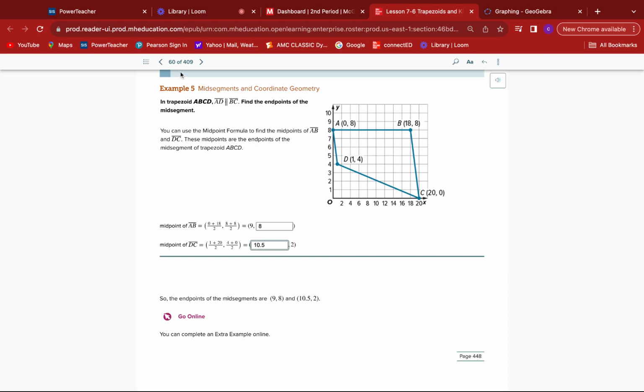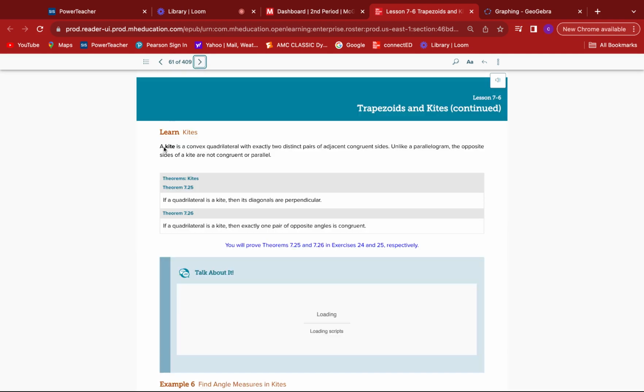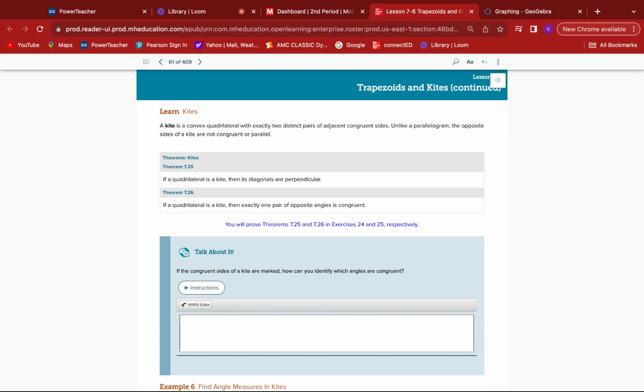Okay, let's go to the next page. All right, here are our kites. A kite is a quadrilateral, but it's very distinct in that it has not parallel sides, but 2 sets of congruent sides.